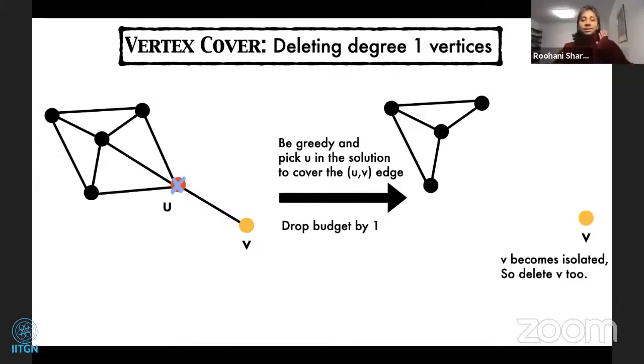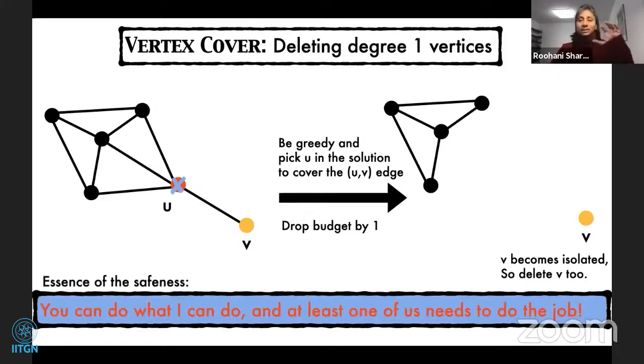So this is the principle. This is a very simple reduction rule, but I'm elaborating on what is the basic principle which makes it work, because we are going to generalize this principle. So I've just written down the basic essence of why this rule is safe. This rule is safe because what we are saying here is the yellow vertex is saying to the red vertex that you can do what I can do and probably more, and at least one of us needs to do the job. So you go ahead and do it. So with this essence, let me call this the delegation principle.